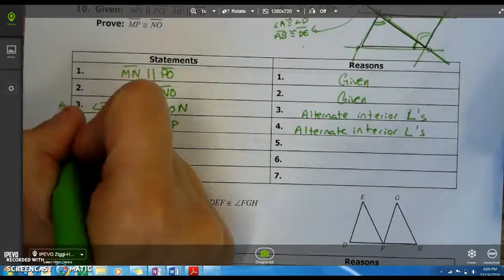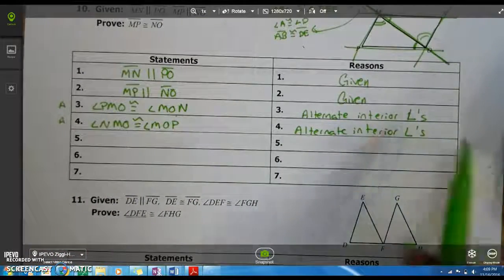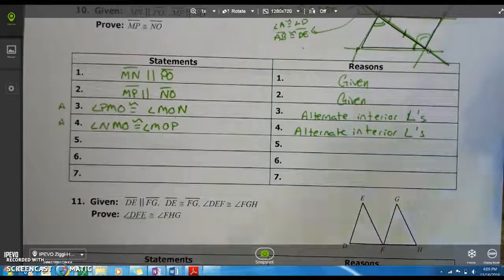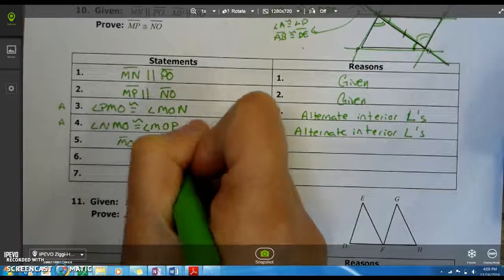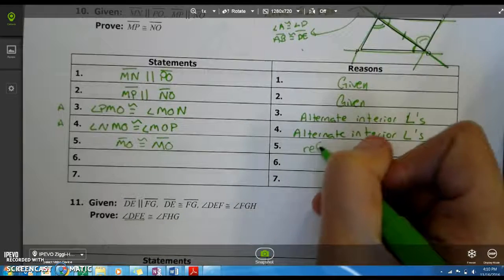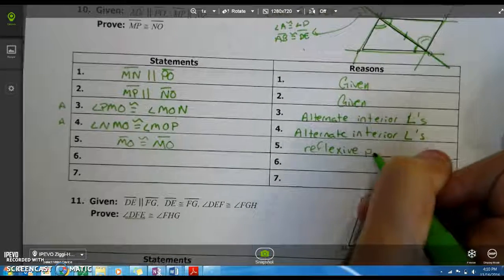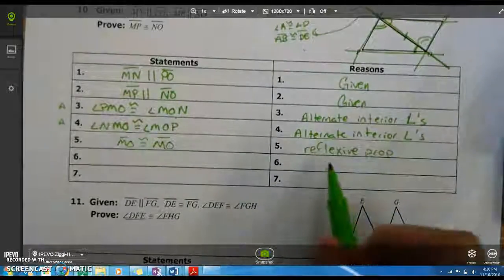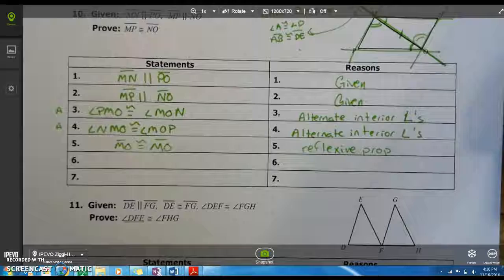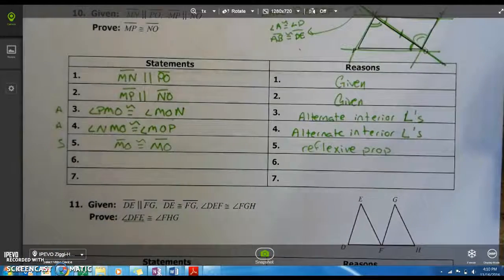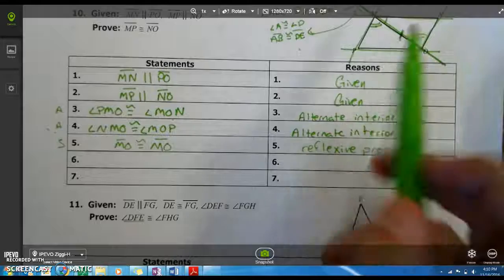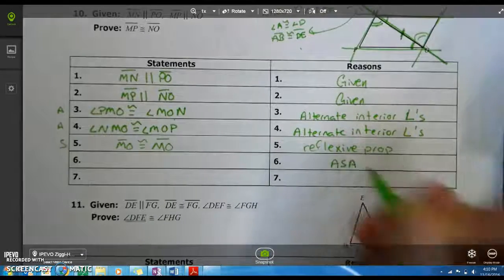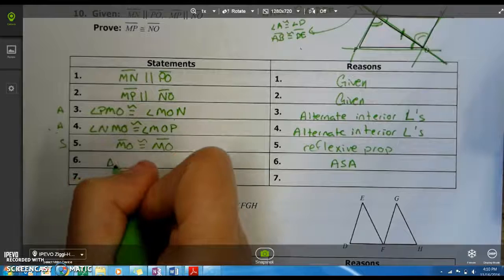So now I've got two angles, and there's a nice side right here, everybody's favorite property. MO is congruent to itself. If you don't remember reflexive property, I can see it in the mirror, it's reflexive, right? That's going to be a side. So now I have to decide between angle, angle, side, or angle, side, angle. Let's look. Here's the two angles here, and this side is in between them. So I'm going to end up with angle, side, angle. My triangles are congruent.